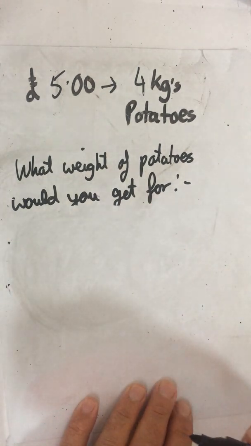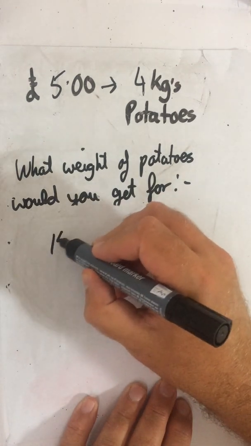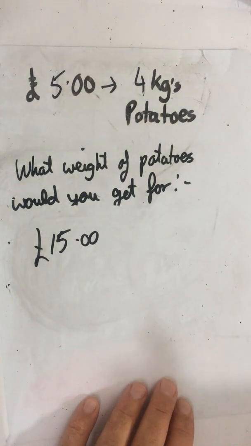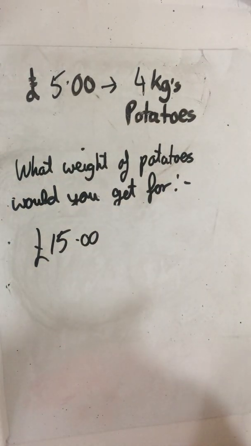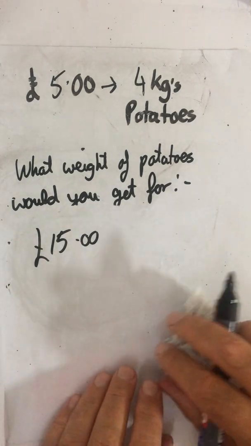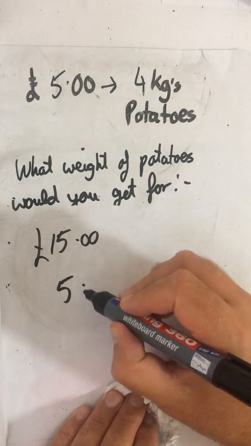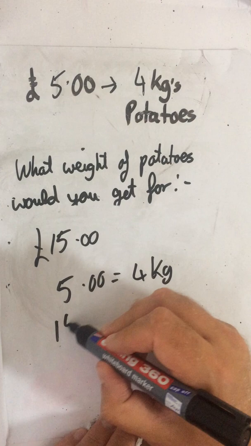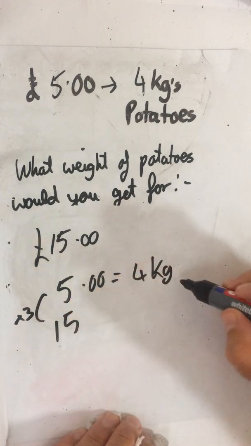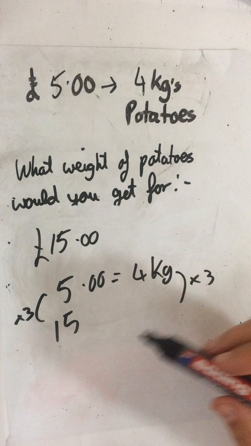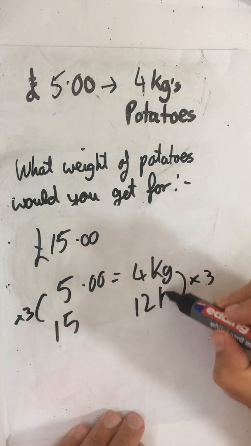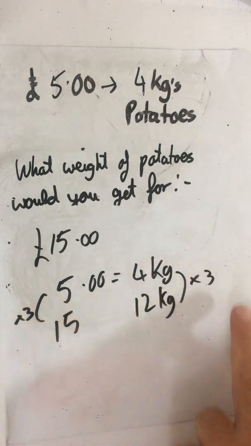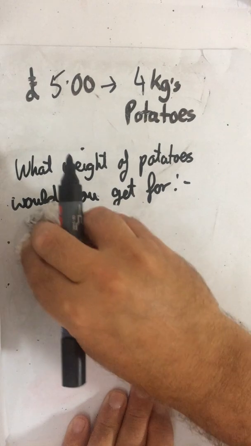So therefore, if it's £5 for 4 kilograms, how many potatoes would you get for £15? As always with these, I think it's easiest to write out the proportion first: £5 equals 4 kilograms, £15 equals, and timesing by 3. Timesing by 3 gives me 4 times 3, 12 kilograms. Very, very simple there, isn't it? As long as we know our proportion, we then multiply or divide accordingly.